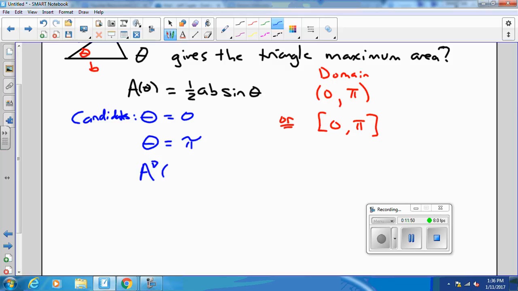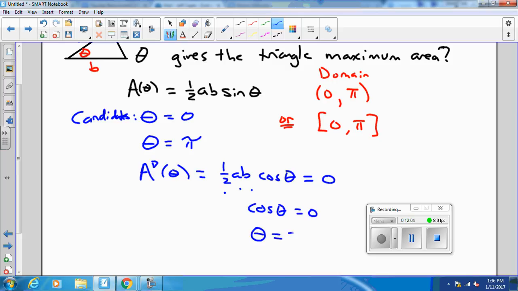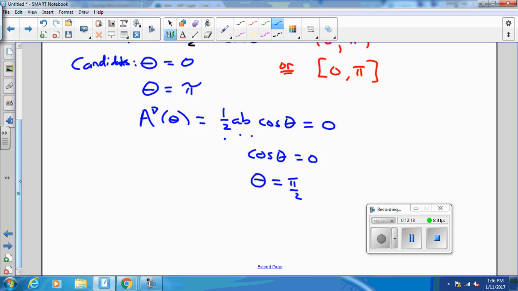Yes, we have to find the critical points. And so we find A prime of theta, which is 1/2 AB cosine theta. Set that equal to 0. Notice that none of these factors can be 0, so it must be that cosine theta is equal to 0, which means that theta is equal to pi over 2. That's not the only solution on the entire real line, but it's the only solution in our domain. Now that I have 1, 2, 3 candidates, I evaluate the area at 0, the area at pi, the area at pi over 2.